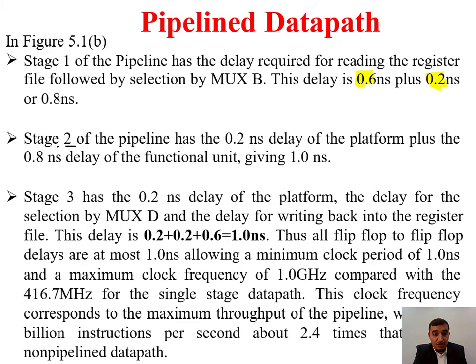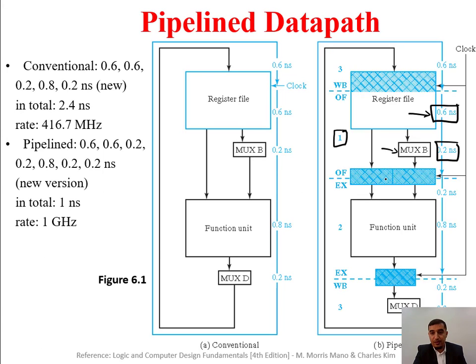Now, the second stage will have a 0.2 delay from the platform and 0.8 from the function unit. So from the function unit we have 0.8 nanoseconds, and from the platform we have 0.2 nanoseconds. So this gives us 1 nanosecond.